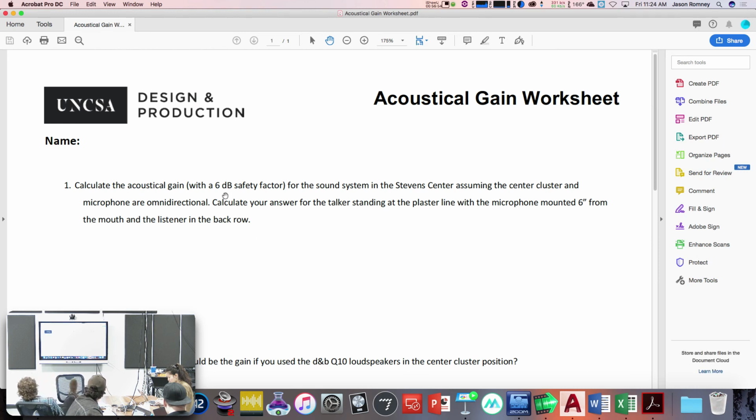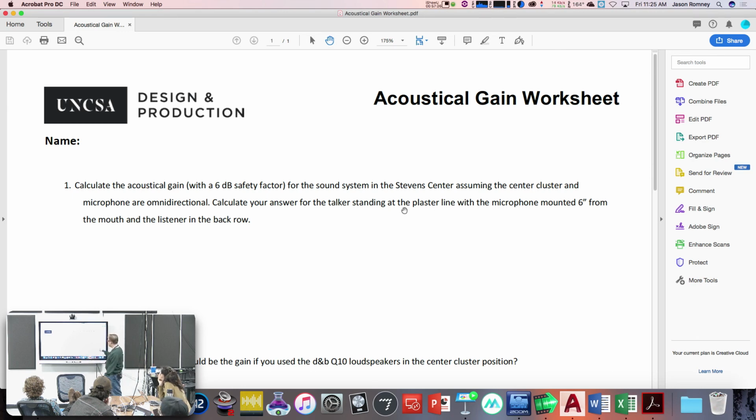Okay, so calculate the acoustical gain with a 6 dB safety factor for a sound system in Stevens Center, assuming the center cluster and the microphone are omnidirectional. Calculate your answer for the talker standing at plaster line. So they're standing at the plaster line, not downstage of the plaster line. At the plaster line, they got a mic 6 inches away from them. Okay, so half a foot away from them. And the listener is at the back row. And we'll just say back row orchestra. Don't worry about the balcony. Okay? Back row orchestra, what's your gain going to be in that situation?